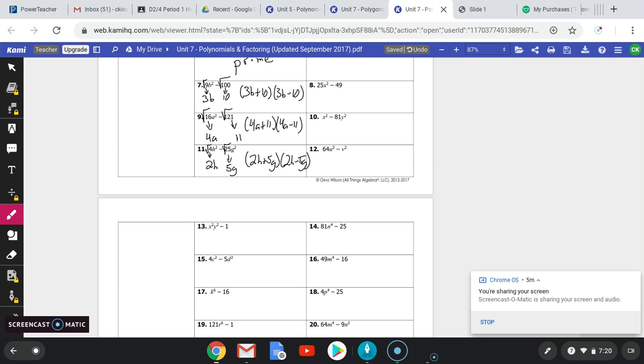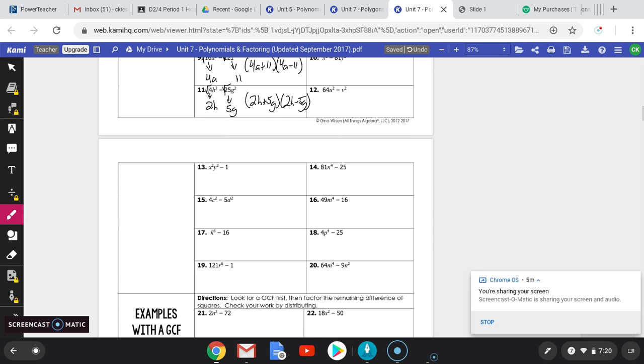All right, let's keep going here. Let's look at number 13. Again, I have a minus sign. And do I have perfect squares? Well, we should all know the square root of 1 is 1. The square root of x squared y squared, yeah, they both have even exponents, so they are perfect squares. That's xy. So my parentheses would be xy plus 1, xy minus 1.